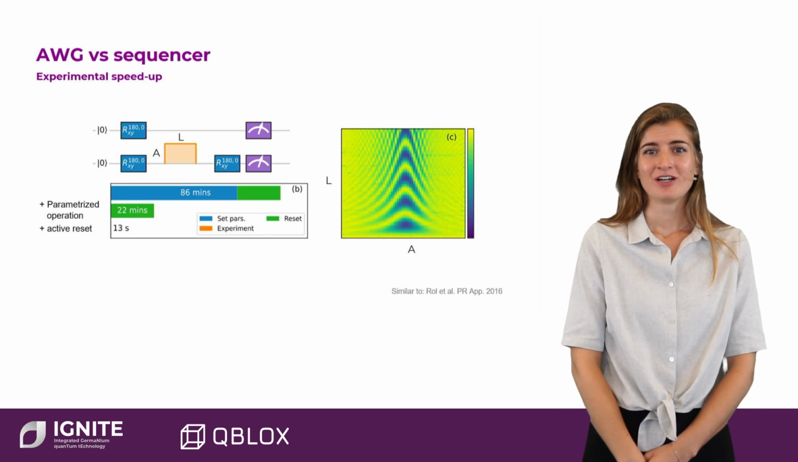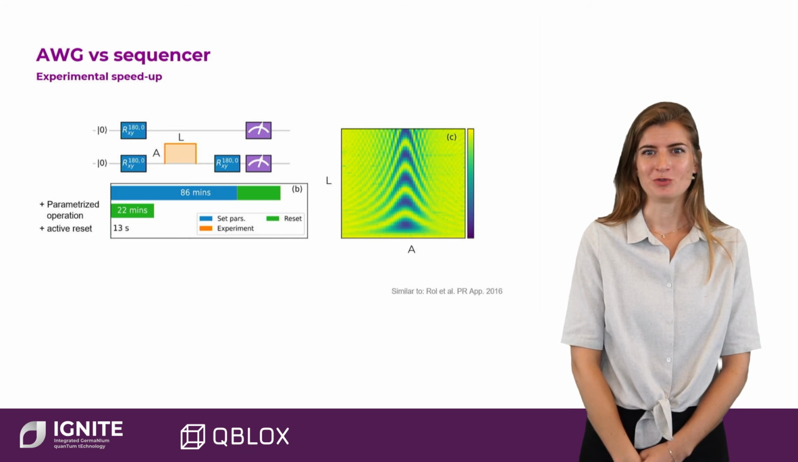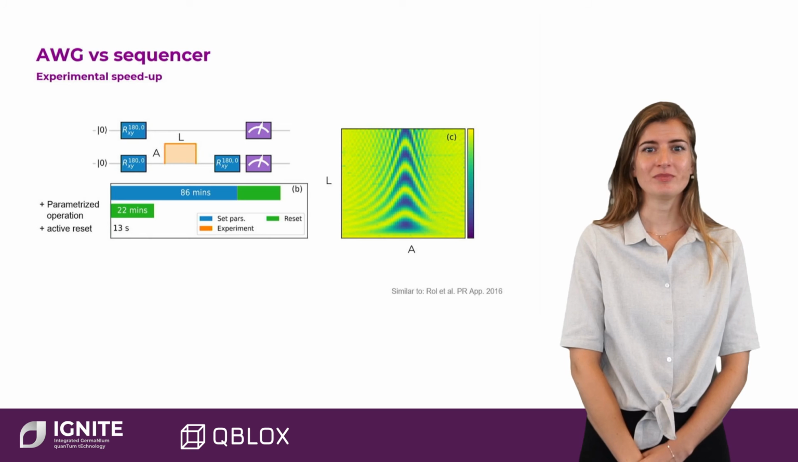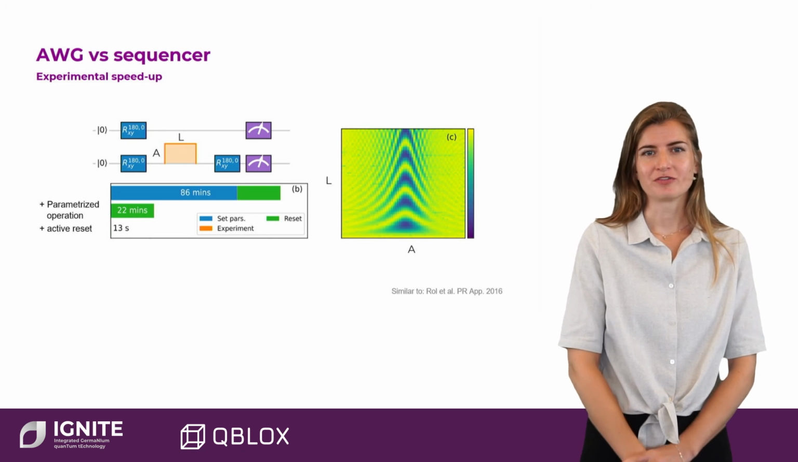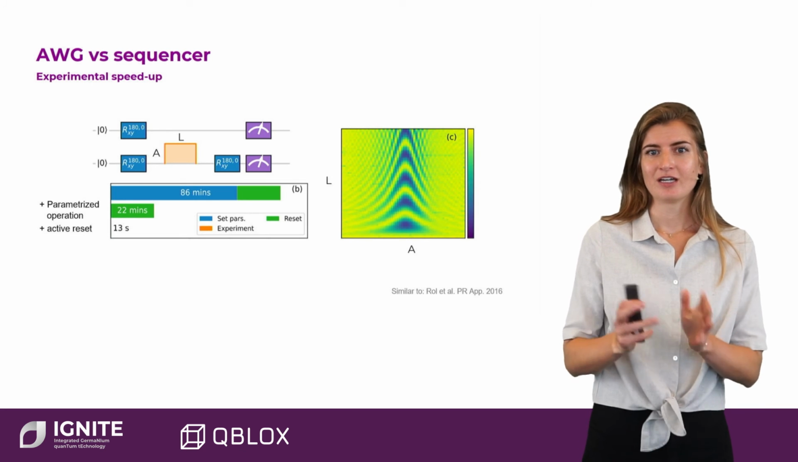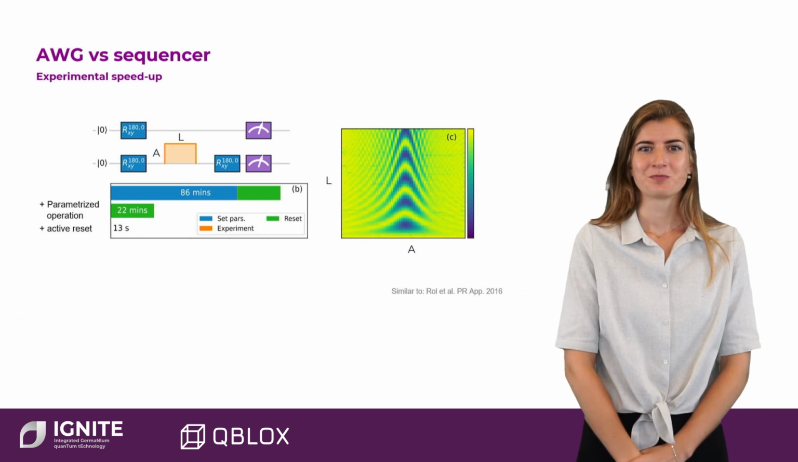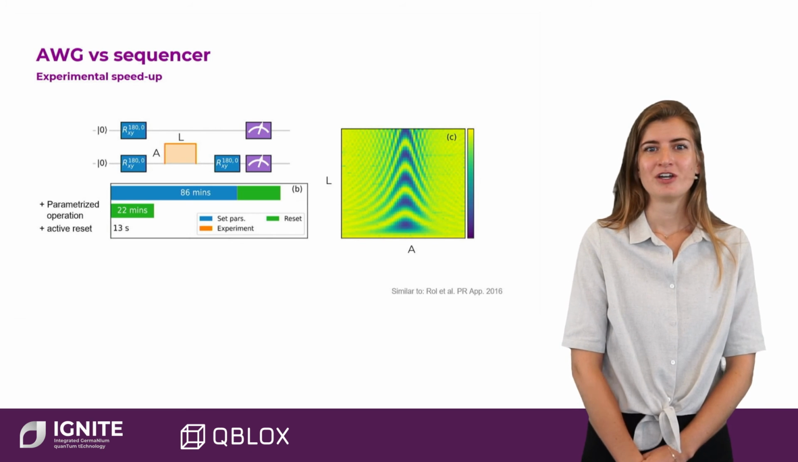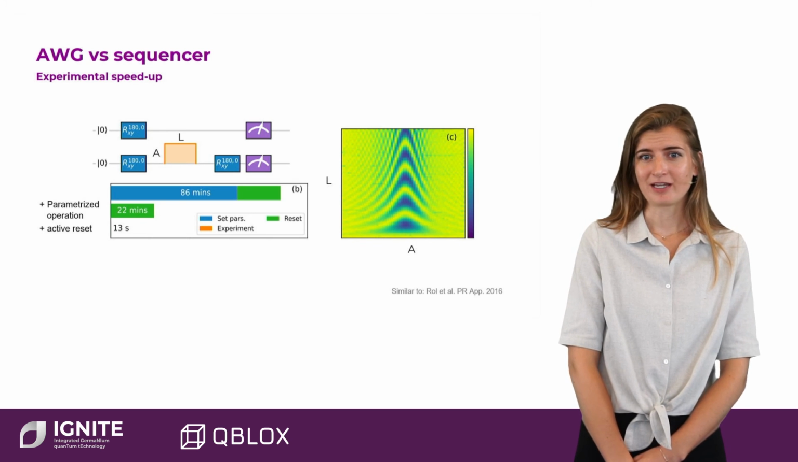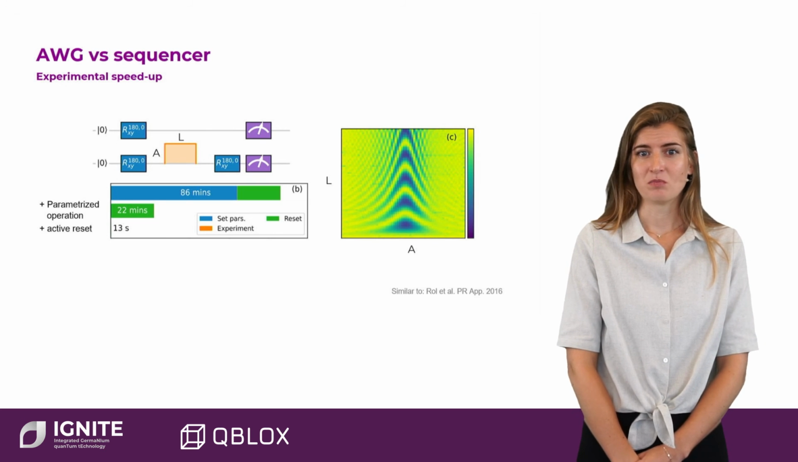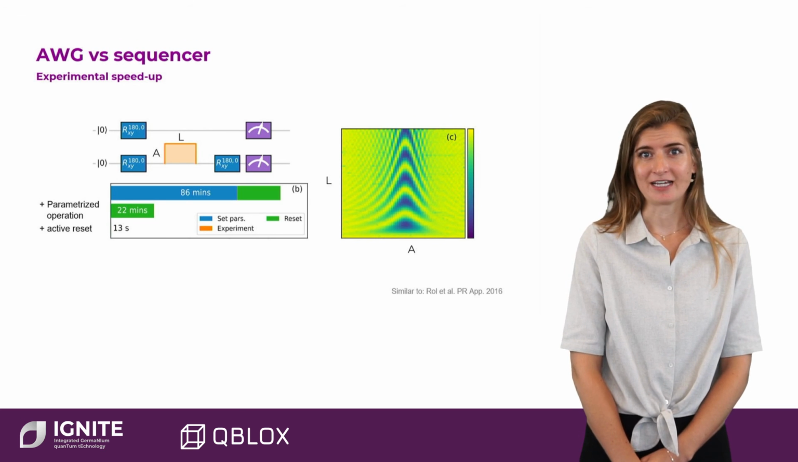A great example of the experimental speedup that can be accomplished using such fully integrated systems is shown by measuring a chevron plot. This is a typical experiment mostly for characterization purposes, where two parameters are swept: the amplitude and the length of a pulse. Switching from software-controlled loops to pulse parameterization removes significant overhead. On top, active reset, due to fast feedback, allows further reduction of the experimental time. In the end, an experiment that takes more than an hour boils down to merely seconds.